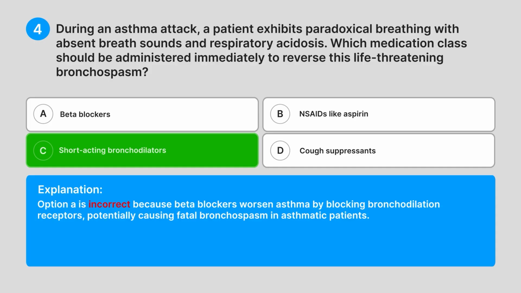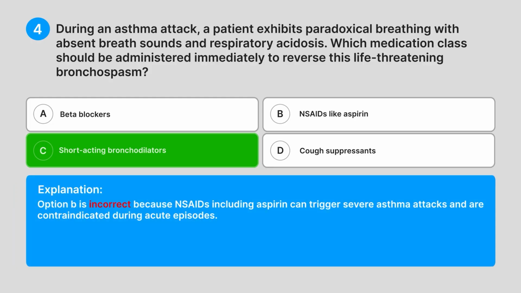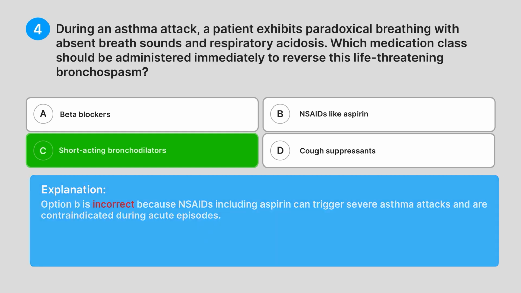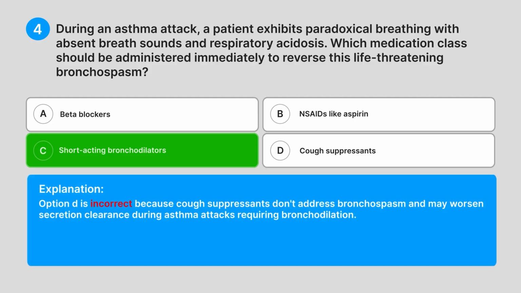Option A is incorrect because beta blockers worsen asthma by blocking bronchodilation receptors, potentially causing fatal bronchospasm in asthmatic patients. Option B is incorrect because NSAIDs, including aspirin, can trigger severe asthma attacks and are contraindicated during acute episodes. Option D is incorrect because cough suppressants don't address bronchospasm and may worsen secretion clearance during asthma attacks requiring bronchodilation.